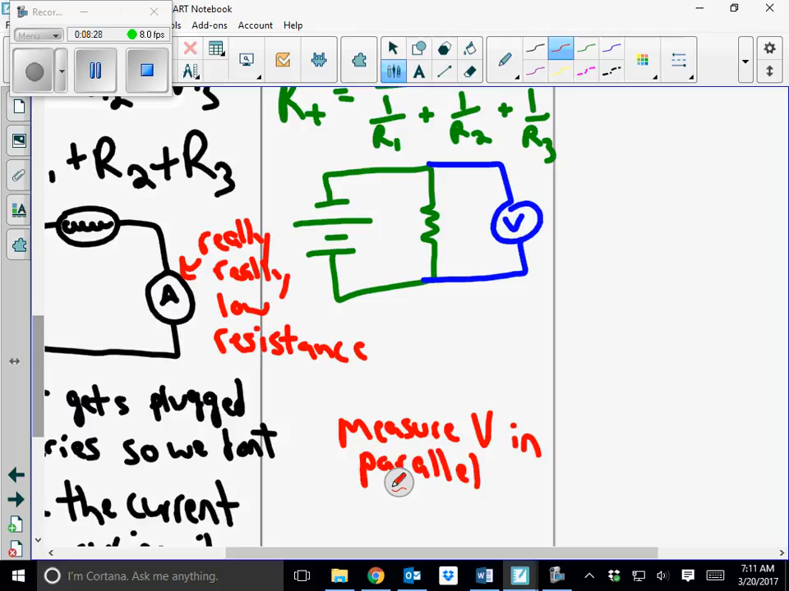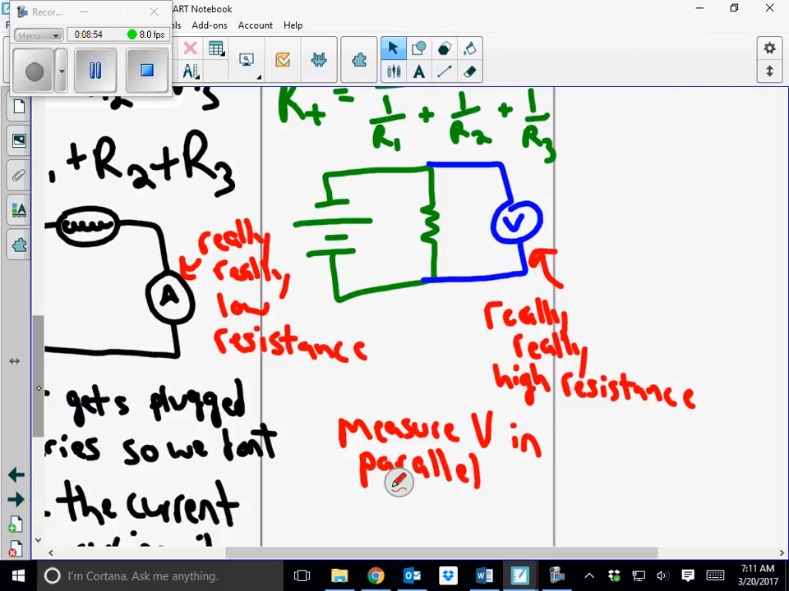Would the voltmeter have a really high or a really low resistance? Now think about it. We don't want a lot of electrons flowing through it. So a voltmeter is going to have a really high resistance. Why? Because we don't want to change the voltage, and we don't want a lot of electrons to go through the voltmeter, because that would significantly change our current. So in a nutshell, that's why we measure current in series. It's why we measure voltage in parallel.